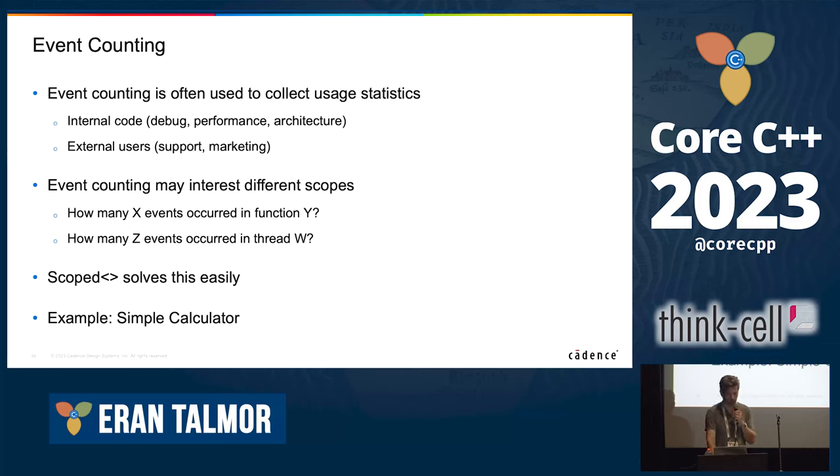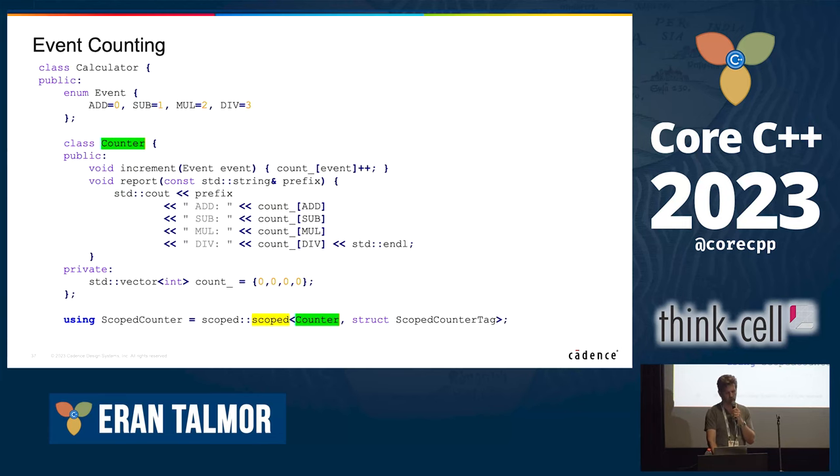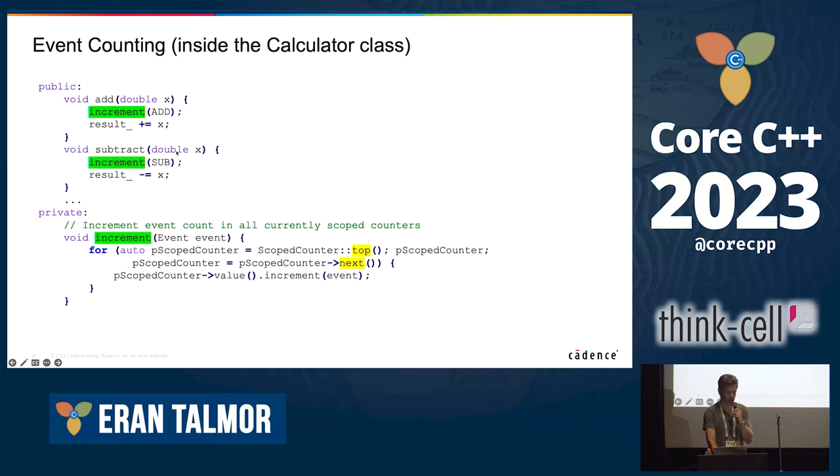So we'll show an example of a simple calculator. So this calculator, you just see the top of it. It has four operations. And within it, I declared a subclass called counter. And basically, it's a histogram of operations. So each time you use some add or subtract, it will increment it and then be able to report the histogram. So we define this alias, scoped counter. And then within the calculator itself, from each kind of different operation, we're going to call increment.